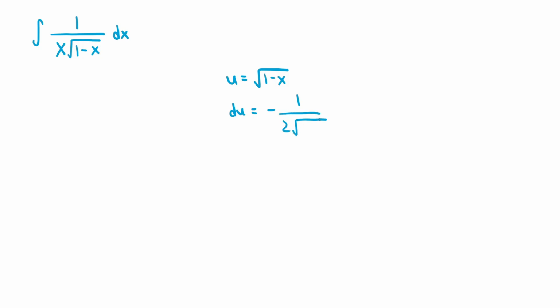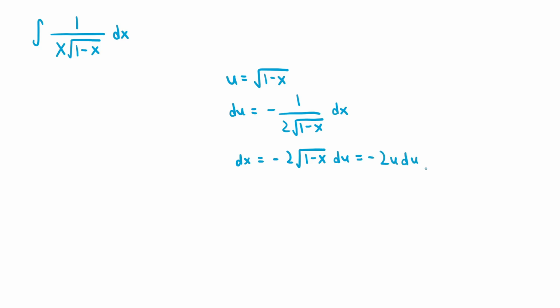So if we substitute u equals the square root of 1 minus x, then du equals negative 1 over 2 times the square root of 1 minus x dx. We would like to get an expression for dx entirely in terms of u, so the first thing we should do is multiply both sides of this equation by negative 2 square root of 1 minus x to get dx equals negative 2 times the square root of 1 minus x du. And since we let u equal the square root of 1 minus x, we can rewrite negative 2 square root of 1 minus x du as negative 2u du.